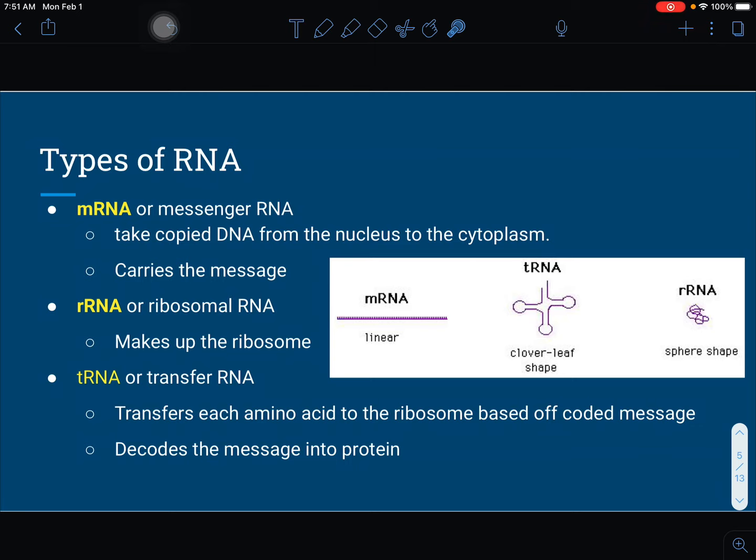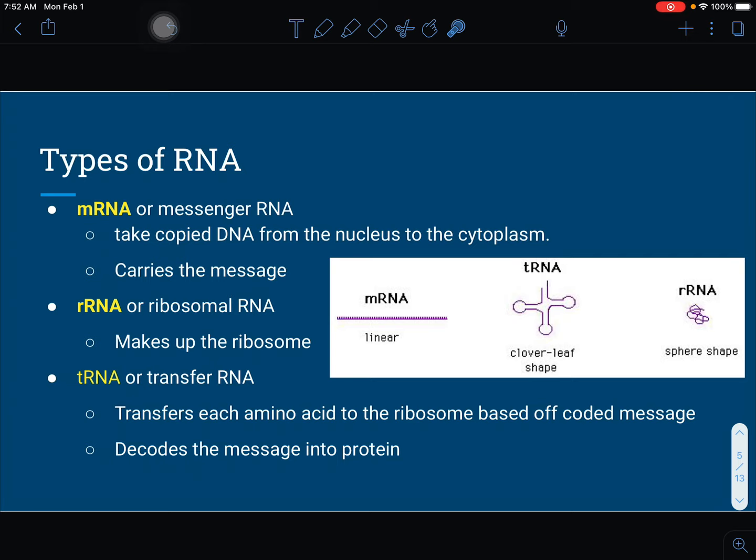So mRNA stands for messenger RNA. What it does is it takes a copy of the DNA from the nucleus and it takes it out to the cytoplasm. It carries the message that the DNA had. Messenger RNA makes a copy of the DNA and carries it to the cytoplasm, specifically the ribosomes in the cytoplasm. Again, rRNA is more of a location. It's what makes up the ribosomes. rRNA stands for ribosomal RNA, which is what we talk about when we talk about ribosomes. And ribosomes are where proteins are made. That's where protein synthesis is going to occur.